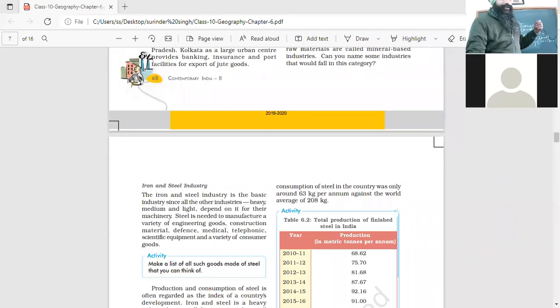Today we will start the discussion of our metallurgical industries, mineral-based industries. Am I audible? Yesterday we discussed agro-based industries: the sugar industry, cotton textiles, and jute industries. Now today is the turn of mineral-based industries.